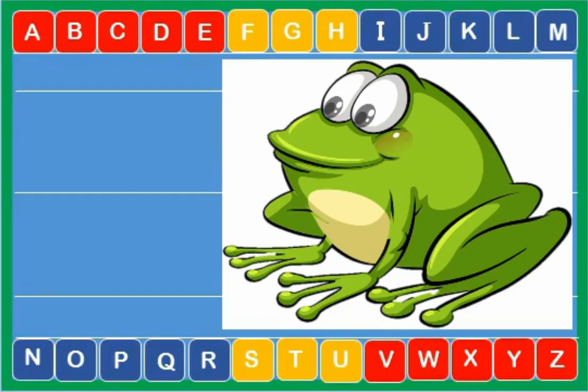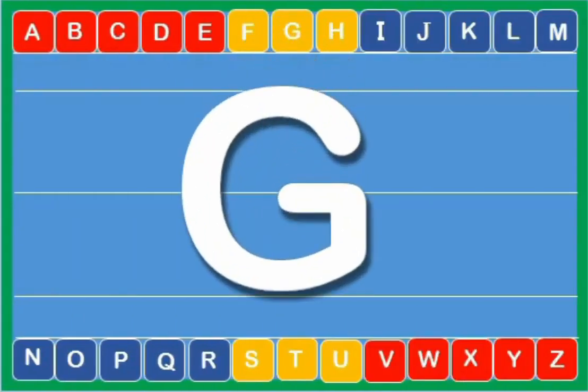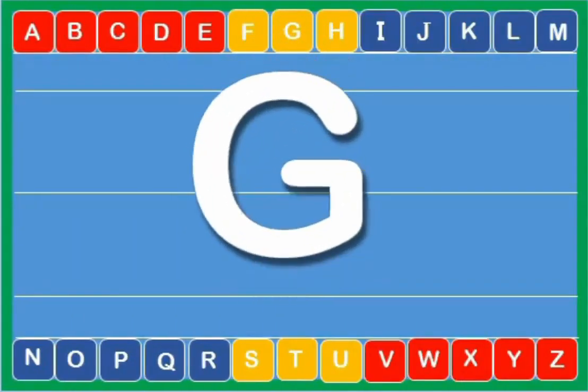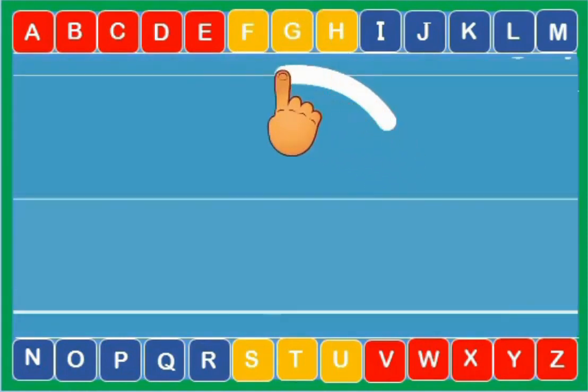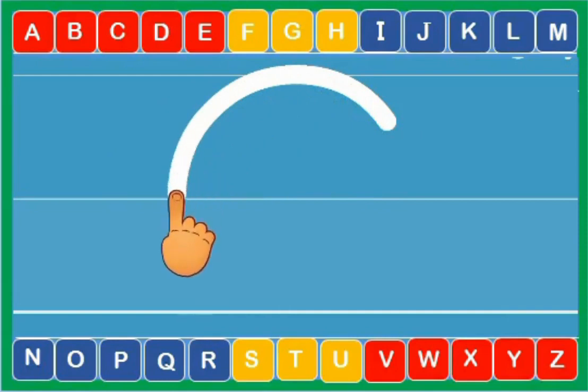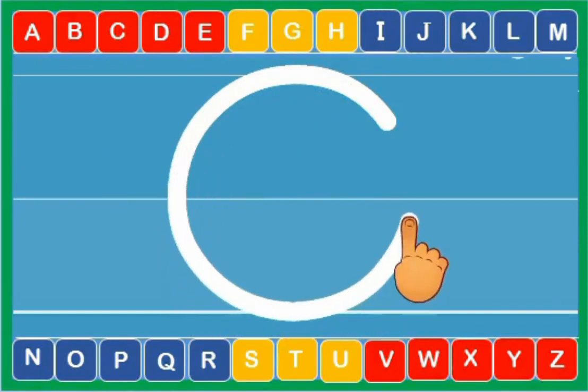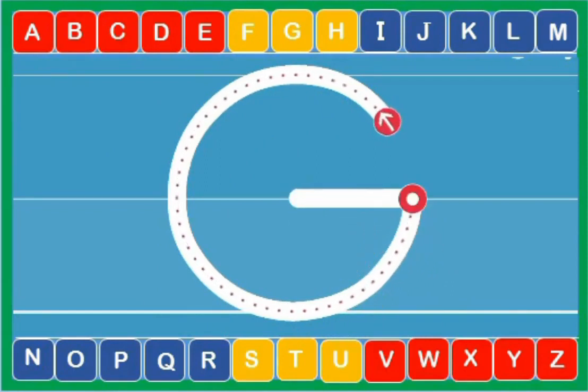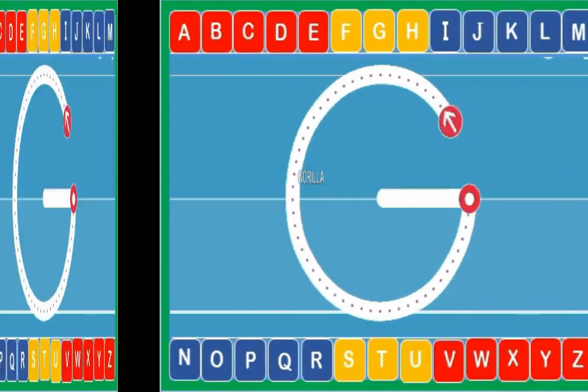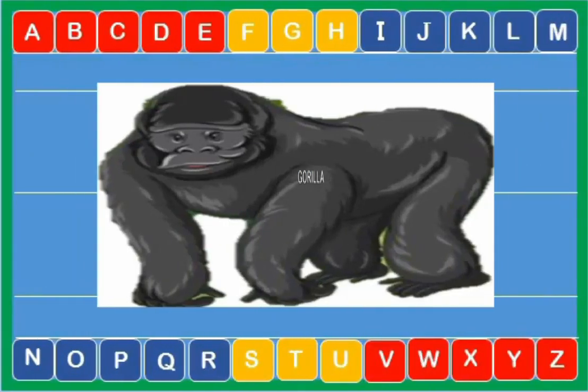Next is letter G. A left curve to the middle line and a dash in. G for gorilla.